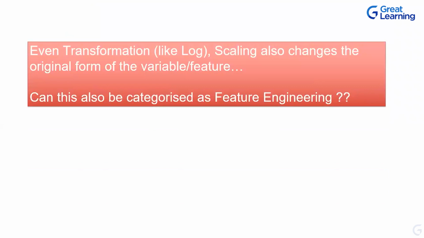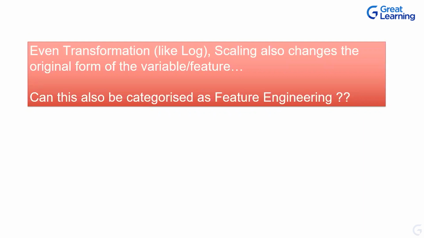Now, even a transformation like log or scaling changes the original form of the variable or feature, right? Whenever we look at the data set, and let's assume I'm talking about a distance-based algorithm, and I have a feature which has a different weight than the other feature, then we say scaling is mandatory for those variables. Because we would not like the algorithm to treat a variable which has higher values as something more significant. So we scale it.